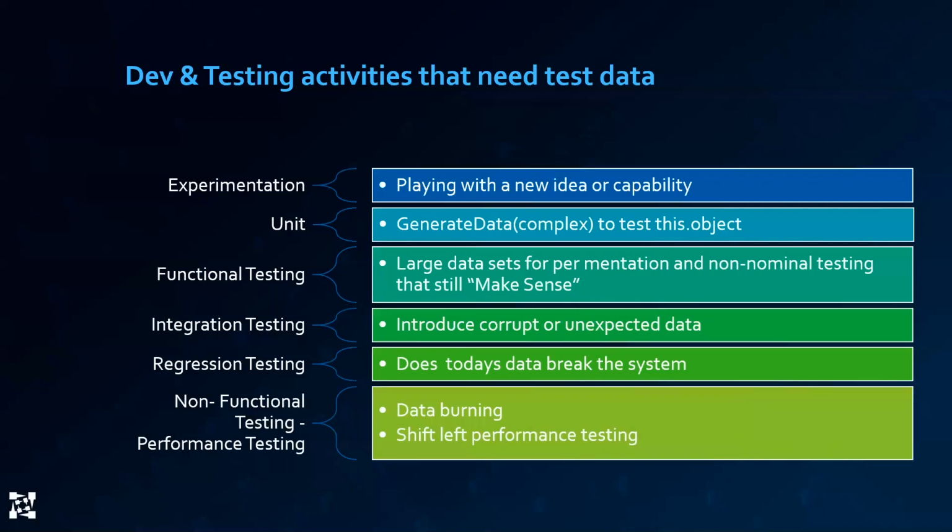And when we get into performance testing, we need all of those characteristics, but we need an abundance of this data because of things like data caching or data burning, to allow us to do shift-left performance testing. So all of these different activities require data and to have the right data. But they each have their own individual tweaks on it. And so, data is a problem.